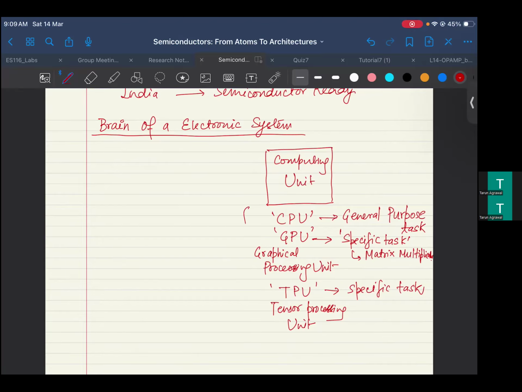So how do we distinguish them? If you see, there's something which we call latency and energy consumption.